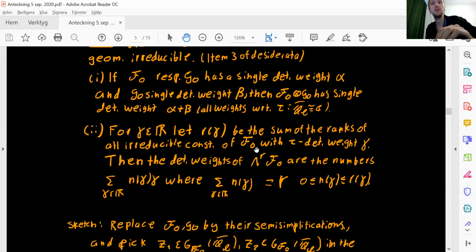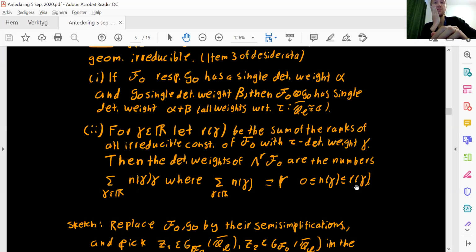Sorry, can you say again, what is the definition of n gamma? So n gamma is any number between 0 and R gamma, where R gamma is the sum of the ranks of all irreducible constituents of F0. So basically, you can think of it as follows: I look at all irreducible constituents which have determinant weight gamma, and for each of them, I can choose any n gamma ranging from 0 up to R gamma.